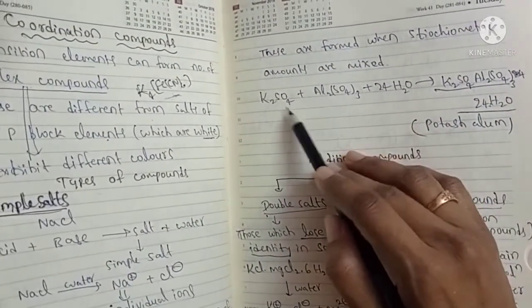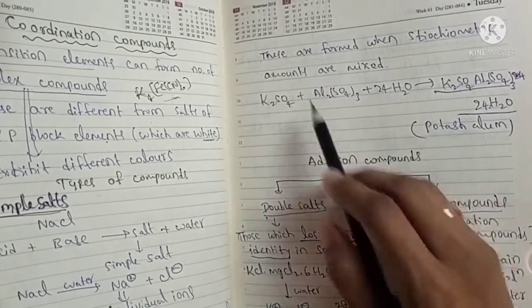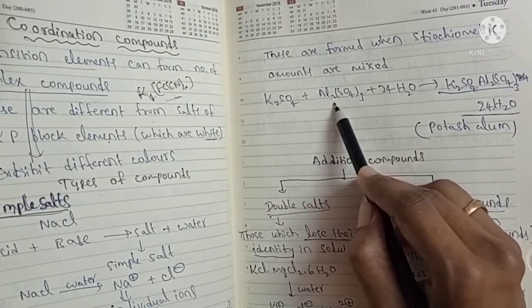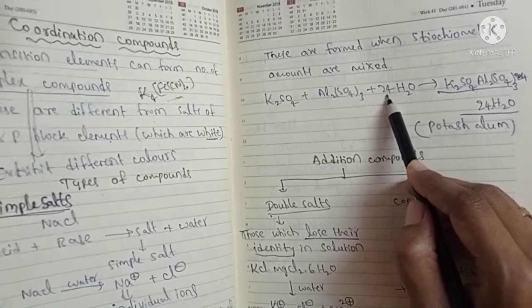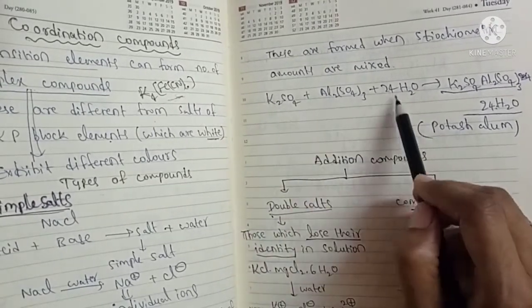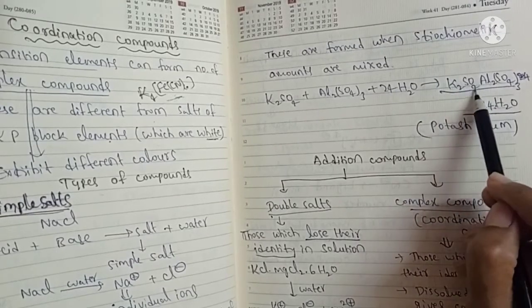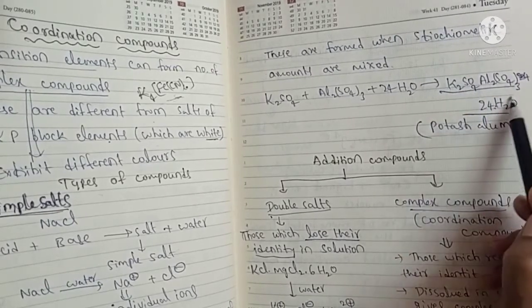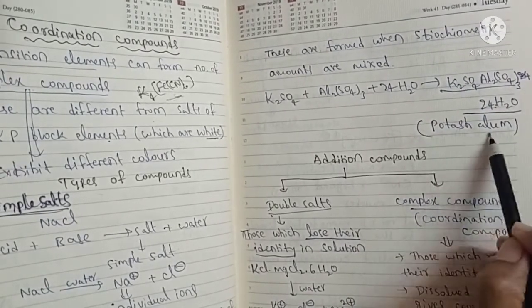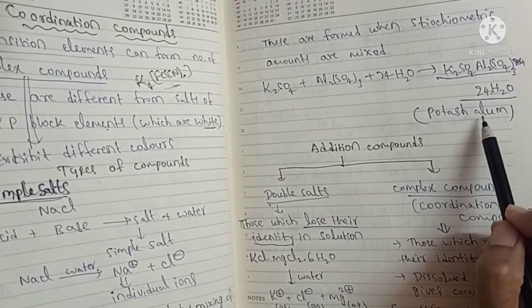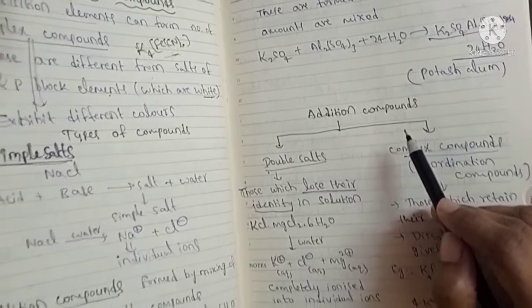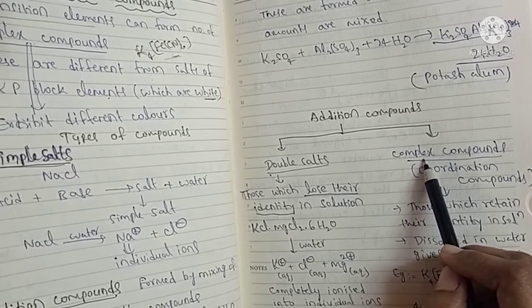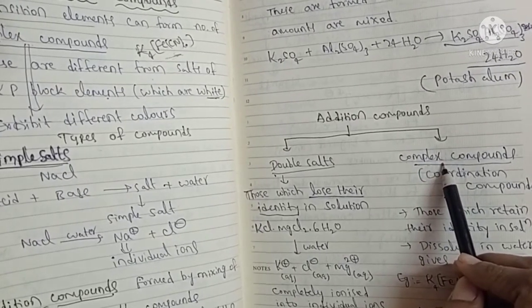Another example is potash alum. Potash alum is prepared by adding K2SO4, potassium sulfate, aluminium sulfate, and 24H2O. By maintaining this ratio, we can prepare K2SO4·Al2(SO4)3·24H2O. This is the formula of potash alum. It is an addition compound. These addition compounds are of two types: one is double salts and one is complex compounds. So complex compounds are also addition compounds.